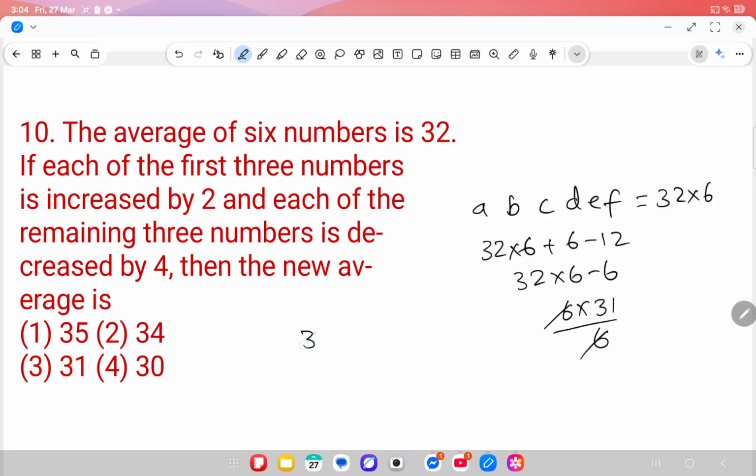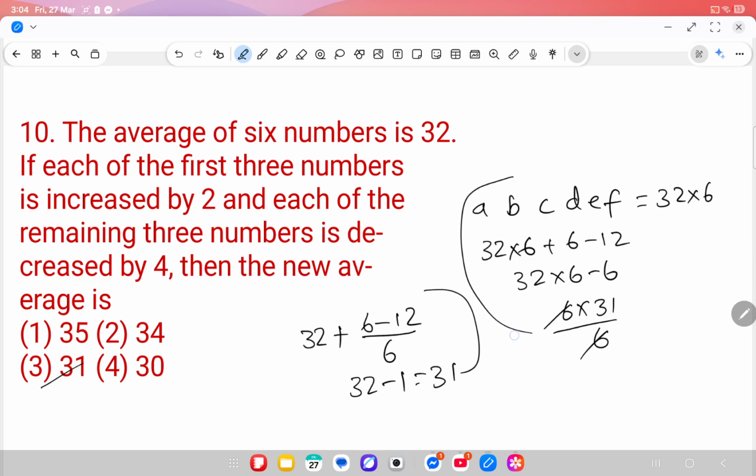Instead, what we can do was 32 plus first 3 people increased by 2. So 3 into 2, 6. Next 3 people decreased by 4. So 4 into 3, 12, divided by 6. 6 minus 12, minus 6. Minus 6 by 6, minus 1. So 32 minus 1 gives 31. Either method. Either you use this method or this method.